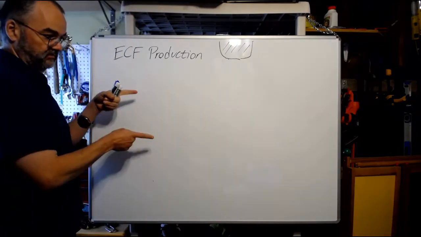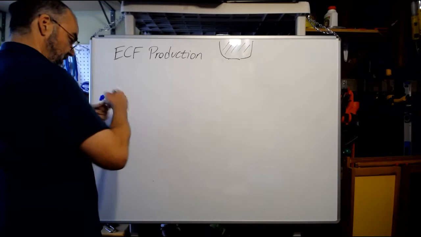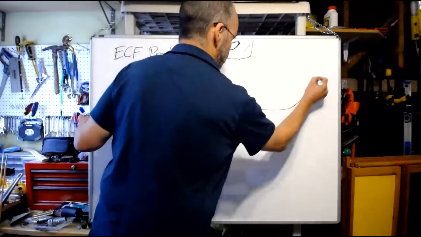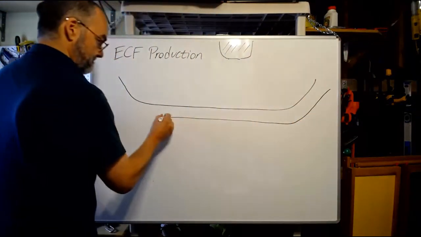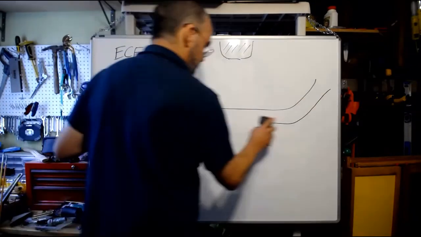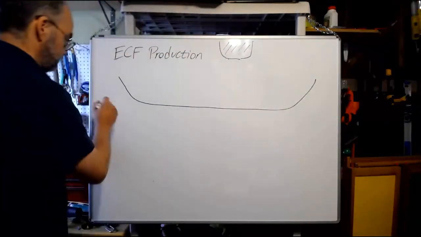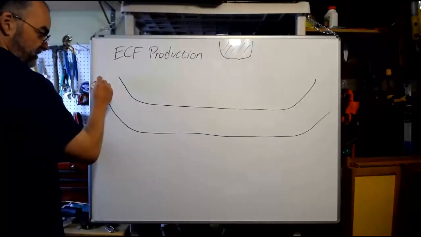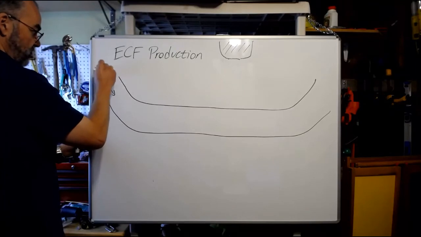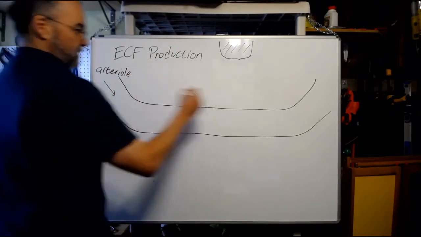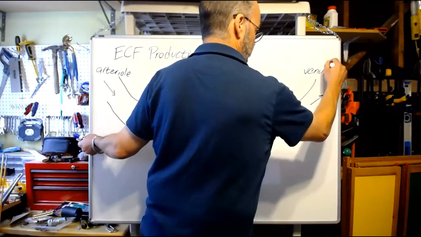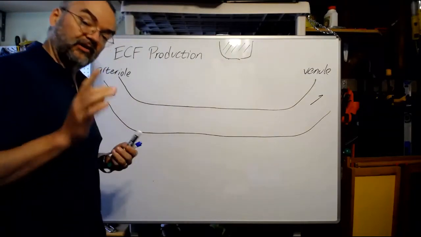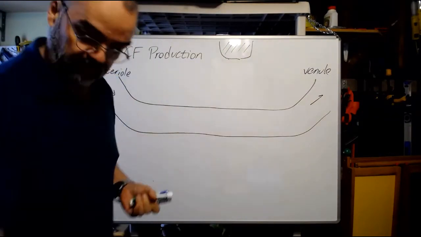So let's erase this, and instead draw up a capillary. Draw it a little bigger than that. We're going to have blood going this direction. So this will be my arteriole. This will be my venule. This is the capillary. So the blood's going that way. Now, we're going to look at both of those forces. Let's start with hydrostatic pressure. We'll do that one in red.